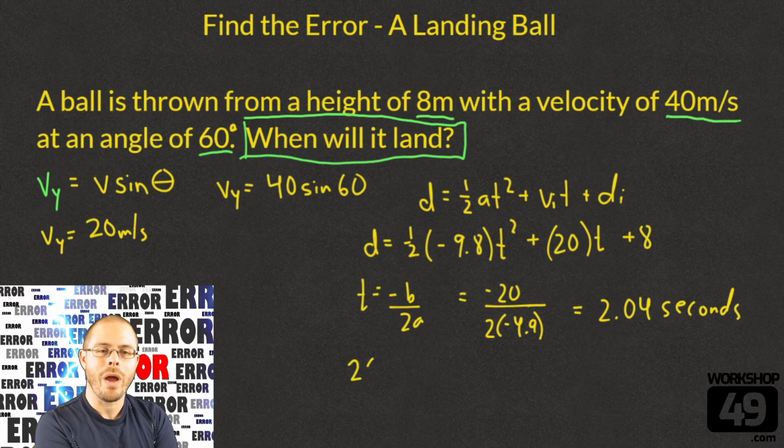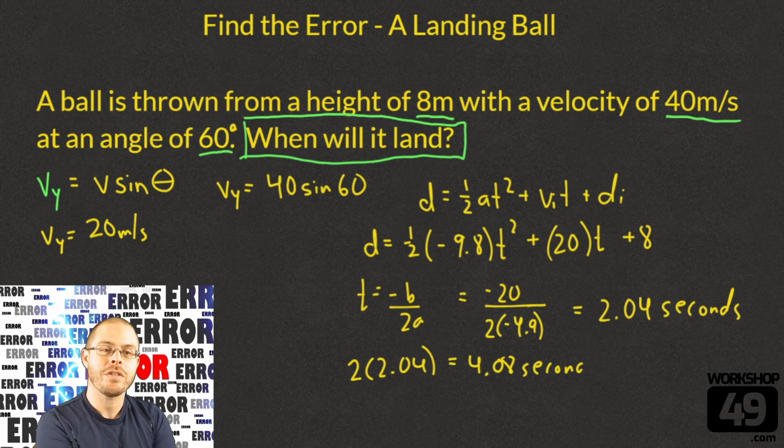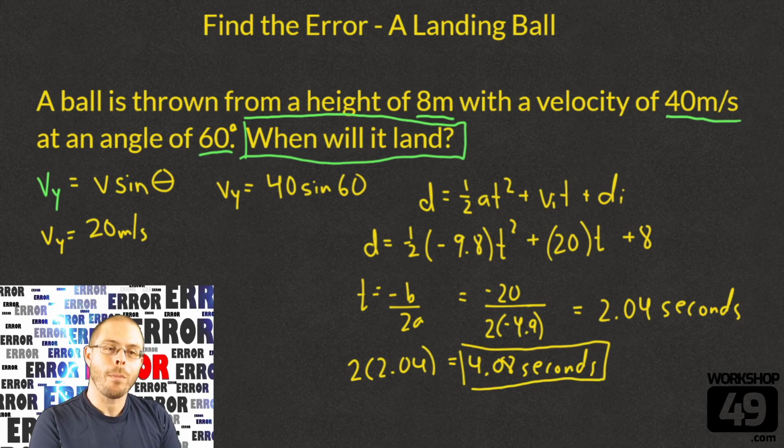If we want to figure out when the ball actually lands, we're going to double the time of our vertex. So we take the 2.04 seconds and we double that to 4.08 seconds. So we had the 2.04, that was the halfway point of the ball. If we double that, we now know that the ball lands in 4.08 seconds.